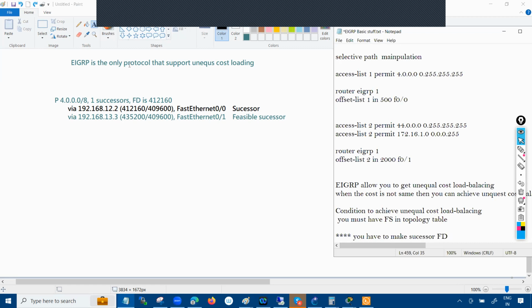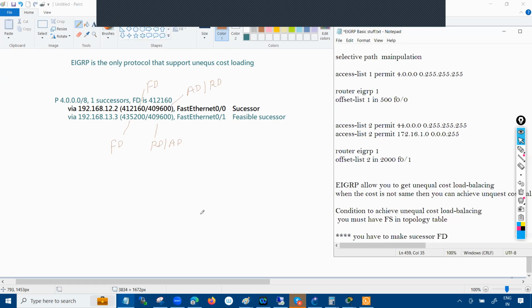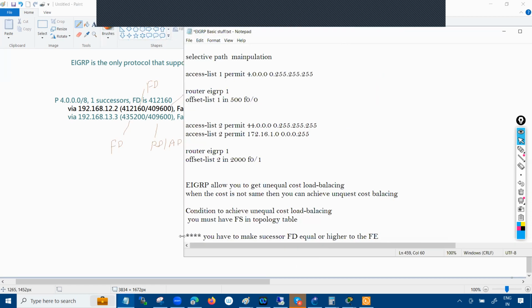Why am I saying the FD? This value is called the FD value, right? This is called the FD value. This is called the AD value, or we can call it RD. Again, this is called the FD value. This is called RD and AD. So you have to make successor FD equal or higher to the feasible successor FD.